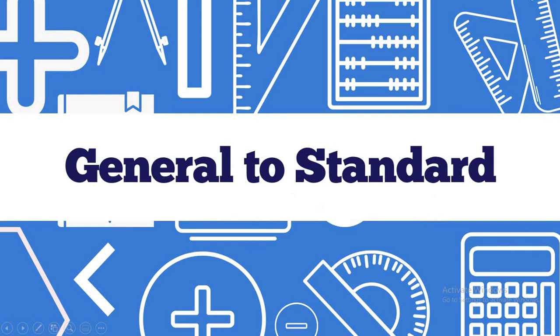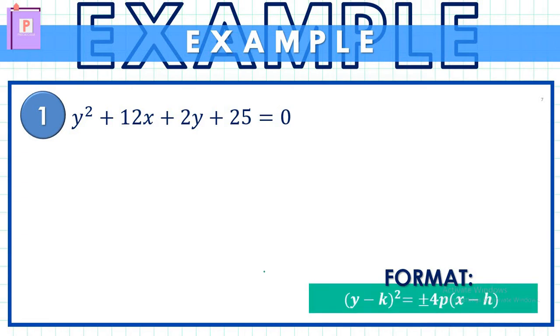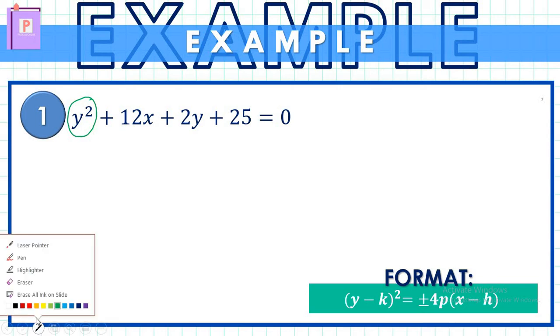Let's now proceed to the first example in transforming general to standard. We have here y squared plus 12x plus 2y plus 25 equals 0. The format that we want to follow is, of course, the standard form of a parabola that opens to either left or right. We have a clue in the given equation that this general form pertains to a parabola that opens to the right or to the left, because the variable that is squared is y.